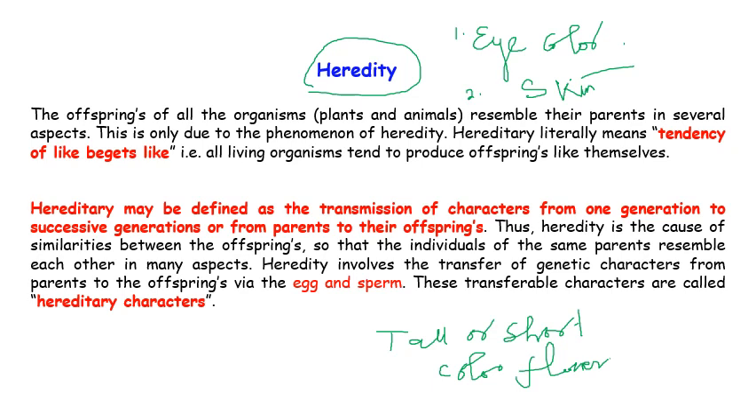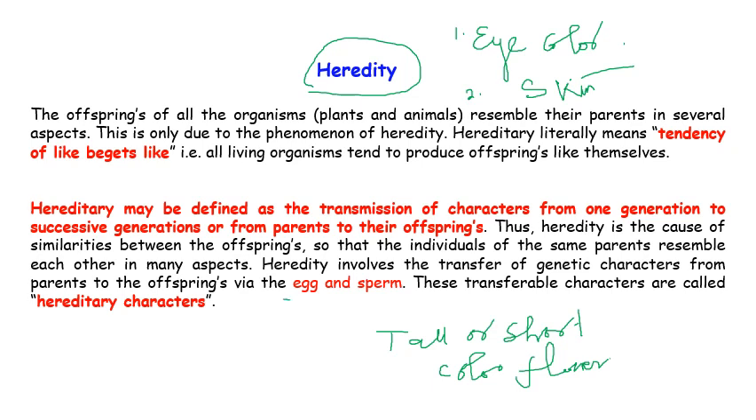by heredity. So heredity may be defined as the transmission of characters from one generation to successive generations or from parents to their offsprings. Thus, it is heredity which is the cause of similarities between the offsprings. Heredity involves the transfer of genetic characters from parents to offsprings via egg and sperm.